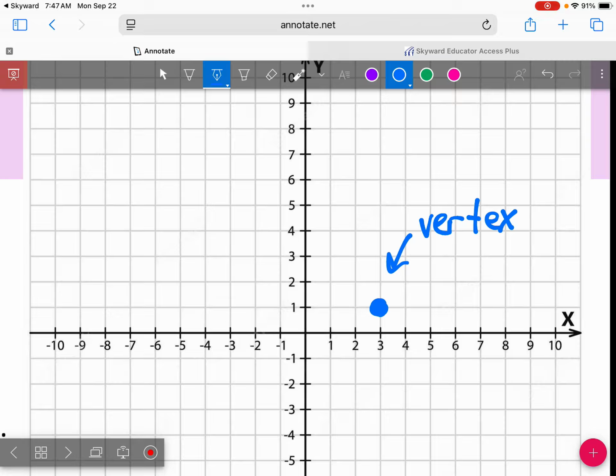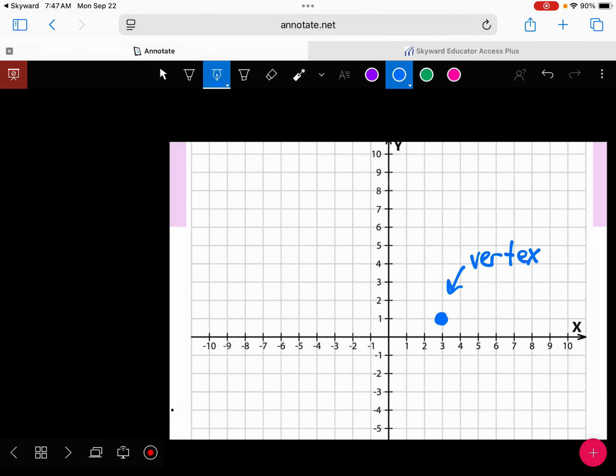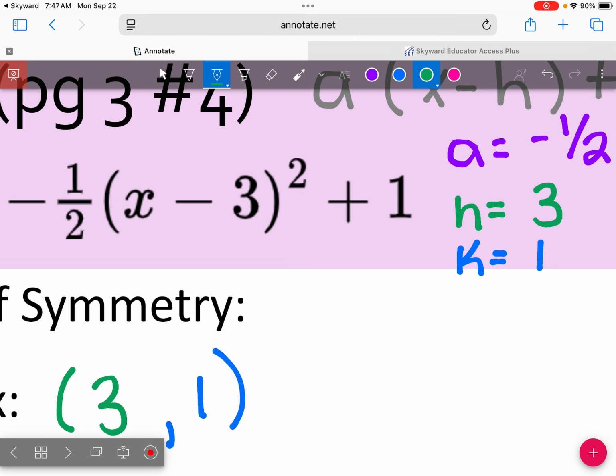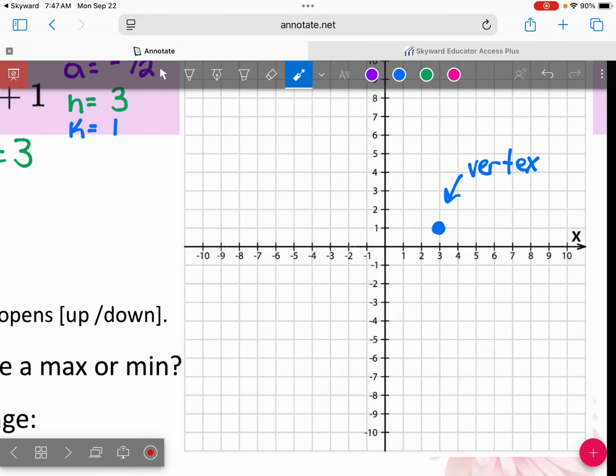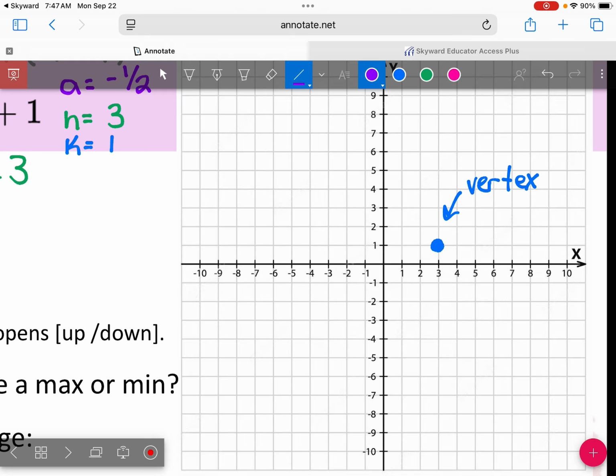Which means just by knowing my vertex, I also know my axis of symmetry, because my axis of symmetry goes through my vertex and always has that same x value. So if we know our vertex, I know my axis of symmetry because it is just going to be x equals h, or x equals 3. The axis of symmetry is always the x value of our vertex, and the x value of our vertex is always the axis of symmetry. They work together. They are a team.